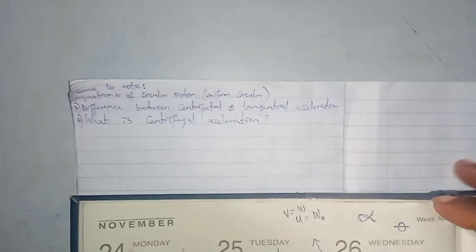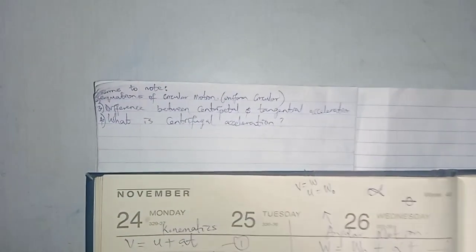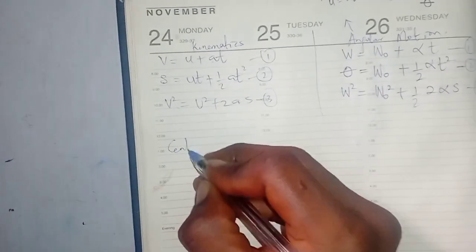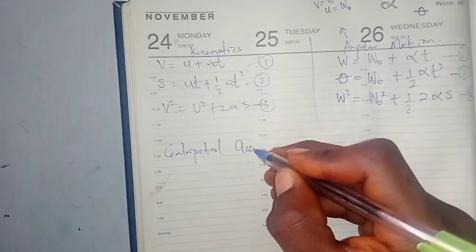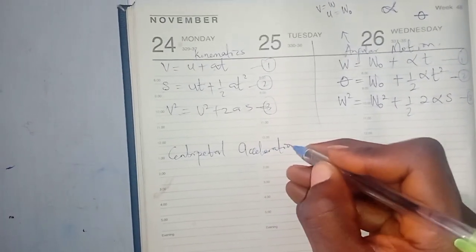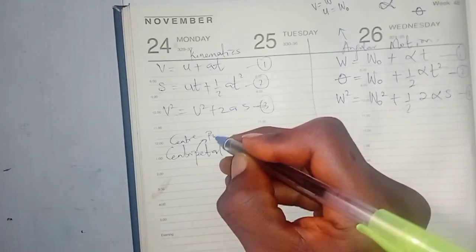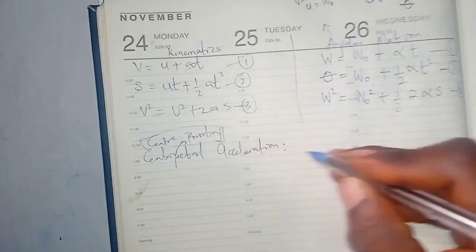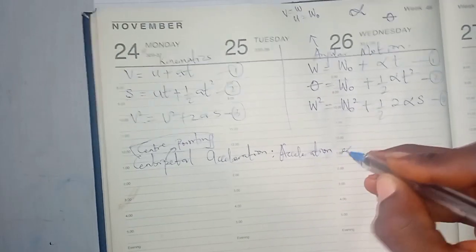I said difference between centripetal acceleration and tangential acceleration. All right. Centripetal acceleration, just as the name indicates, when I see p, I will say it means center pointing. That is, this is the acceleration experienced by a body.